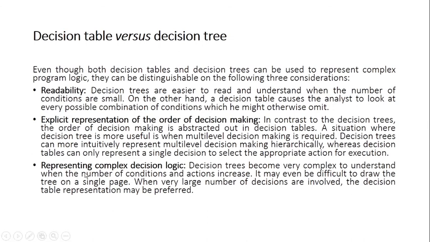Then the third one is representing complex decision logic. Decision trees become very complex to understand when the number of conditions and actions increases, right? It may even be difficult to draw the tree on a single page. When a very large number of decisions are involved, the decision table representation may be preferred. So if it is a large and complex system with multiple conditions, I have told you the table is a better option. If it is small, you can go for a tree also. It's not that you cannot use one or the other, right? It depends upon the criteria, right?